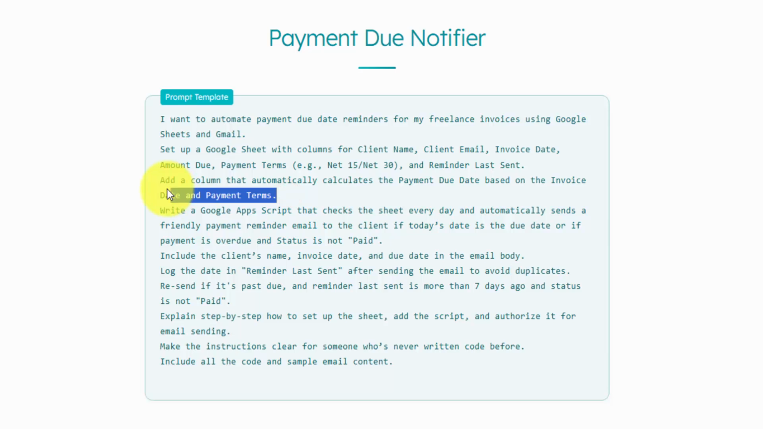And then I'm asking for a column with a calculation that calculates the payment due date based on the invoice date and the payment terms. So net 15 is 15 days later, net 30, 30 days later. And then I describe the functionality that I want.